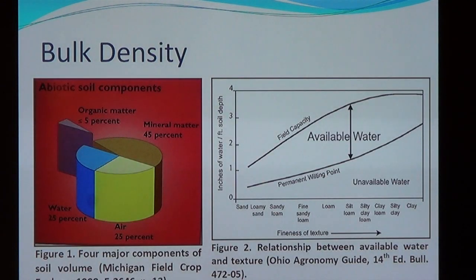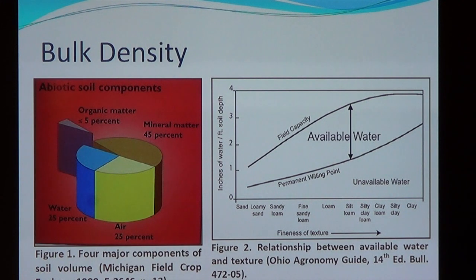So I have some graphs up here. Over on the left, these are the abiotic soil components, the 4 major components of any soil volume. You can see that air and water take up roughly 50% of any given unit of soil. Only 45% of that is mineral matter, which is that sand, silt, and clay, right? Or rock fragments. And then organic matter, and I put less than or equal to 5% because usually in healthy systems that's about where it's at, 4 to 5% OM. But in some places, in more arid environments, it's significantly less.